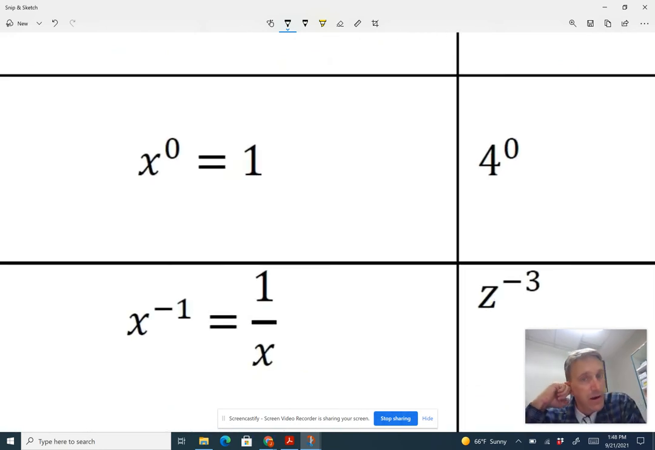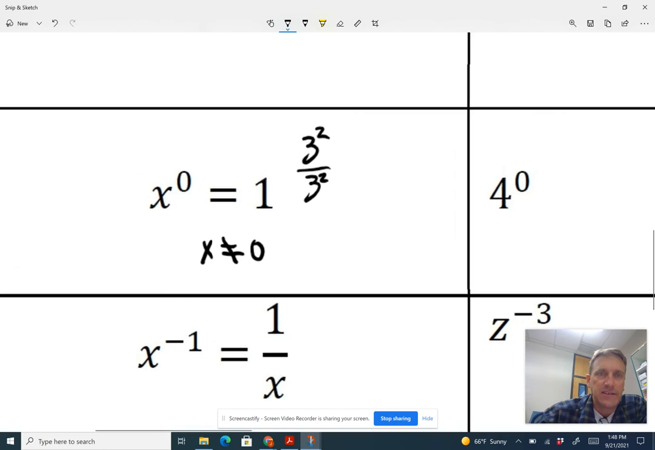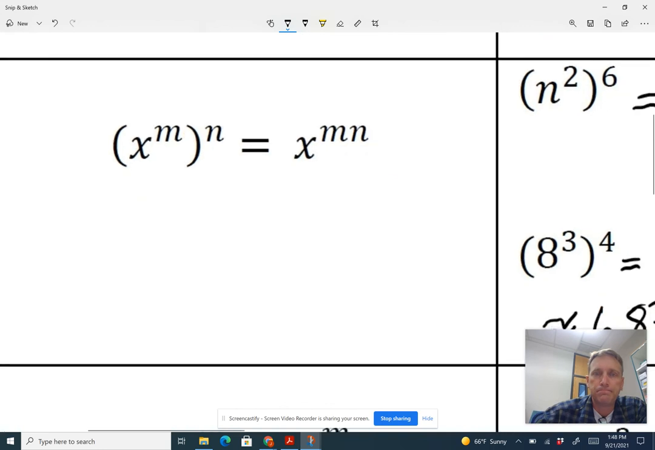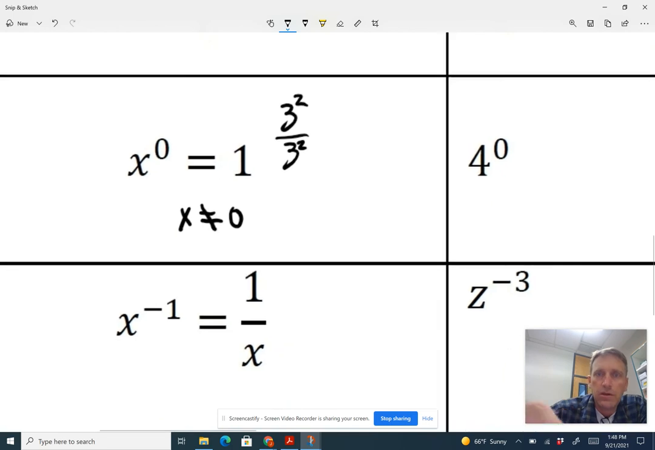Anytime you raise something to the 0 power, you get 1, with one exception. X, your base, cannot be equal to 0. So you cannot take 0 to the 0 power. That would be undefined, because if you think about, let's say, 3 squared divided by 3 squared, from one of the earlier examples here, when you're dividing like bases, you subtract the exponents. So this is the same as 3 to the 2 minus 2, which is equal to 3 to the 0.